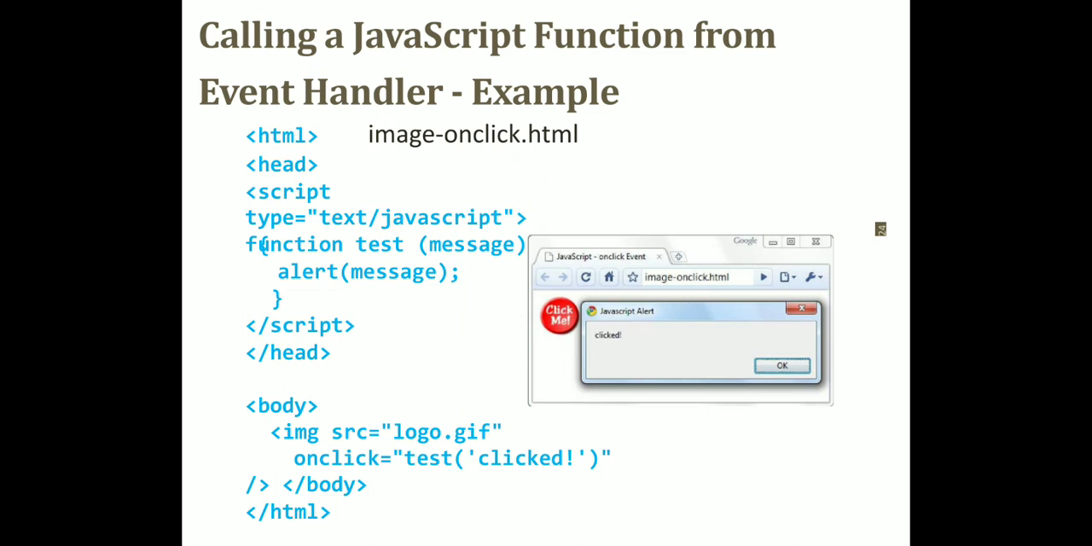So in image onclick.html we have created this file, and after clicking on that logo, that is the logo you can see in the output, that is click me, after clicking on that logo you will get the message as clicked. Okay, that you can see we have written here. So whatever message we want to display will be provided here.